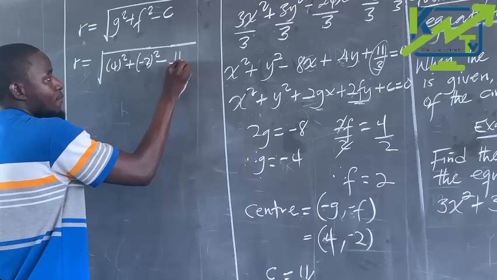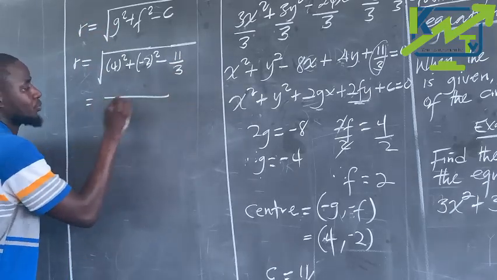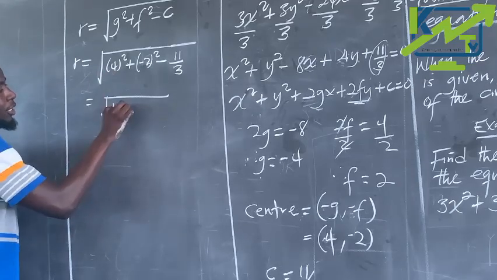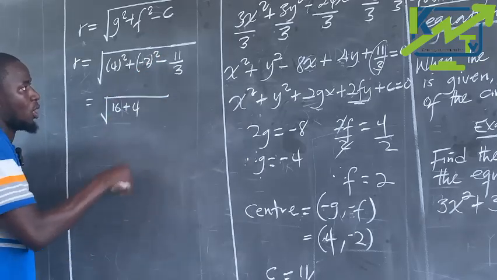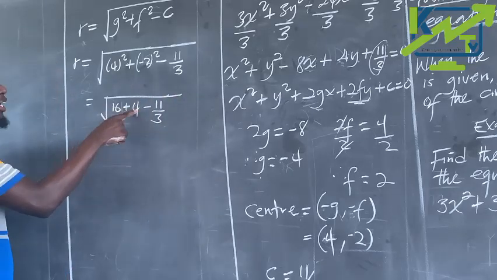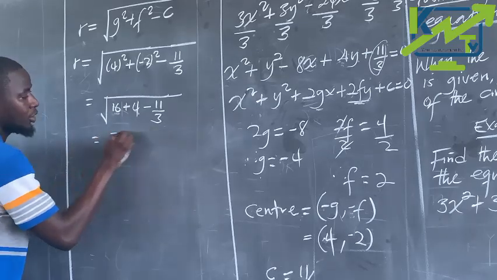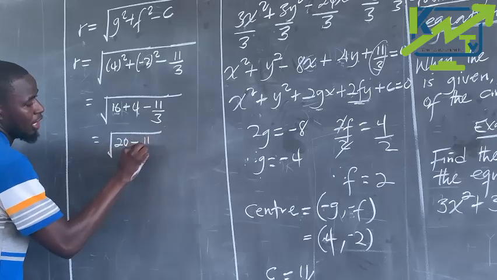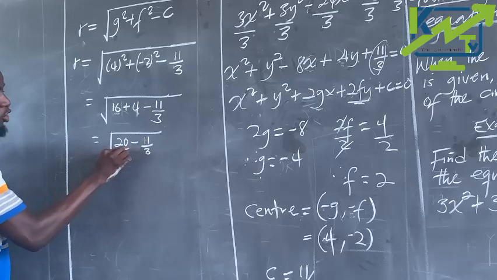Then minus, what is our c? Our c is 11 over 3. So which is going to be equal to the square root of, 4 square is how much? It's going to be 16. Then plus negative 2 square is what? It's going to be 4. Then minus 11 over 3. So you need to add this one too first before you find the LCM. This plus this is how much? It's going to be 20, right? So now 20 then minus 11 over 3. But all of them should be inside the square root. So now we are going to put 1 under 20.